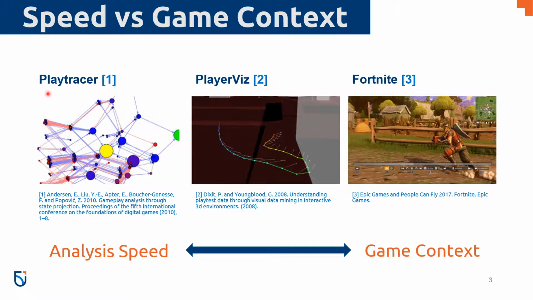On the left side, we have a great tool called playtracer. This abstracts the game into a series of graphs of nodes, which shows a lot of data very quickly, but you, of course, lose what the game originally looked like. On the other end of the spectrum, something very similar to video footage is Fortnite's replay system. Using this tool, you're able to analyze Fortnite matches very well because you have all of the original effects, graphics, and so on. But in doing so, you lose a lot of that speed. Then we have something in the middle, like playerviz here, where you get some of the game context, like these primitives representing a bit of the level, as well as the analytics overlaid on top.